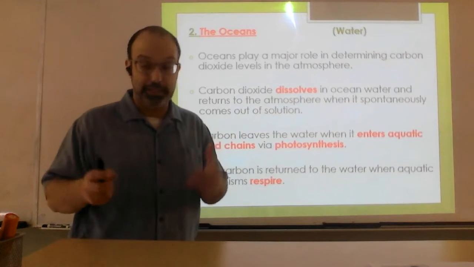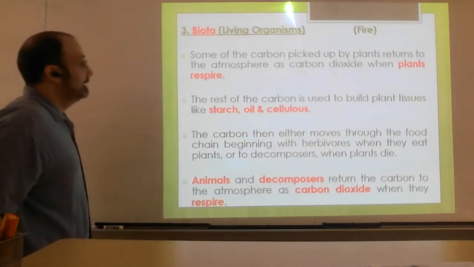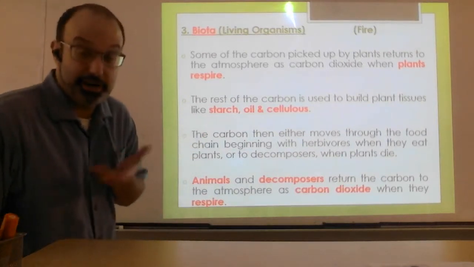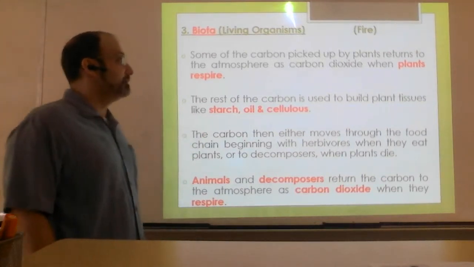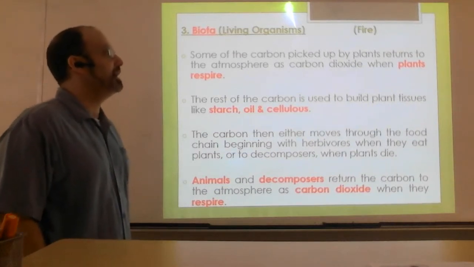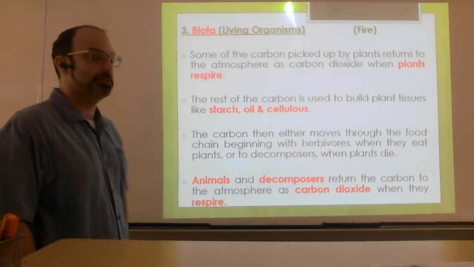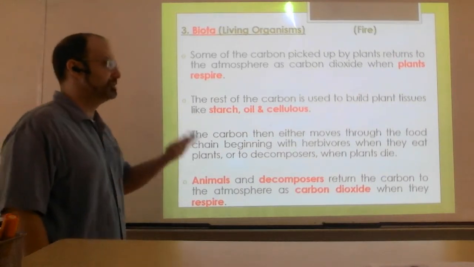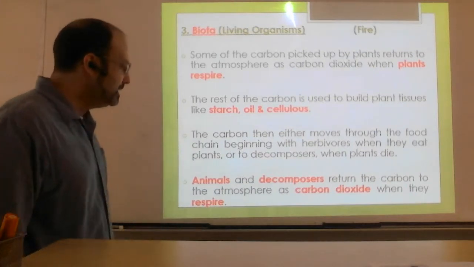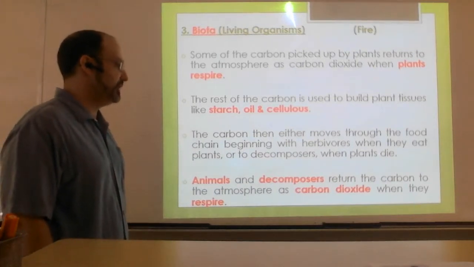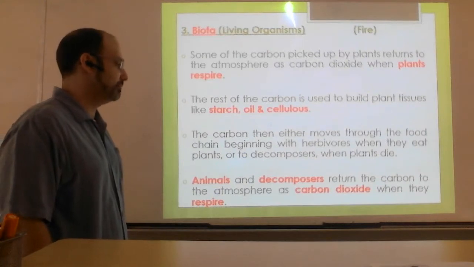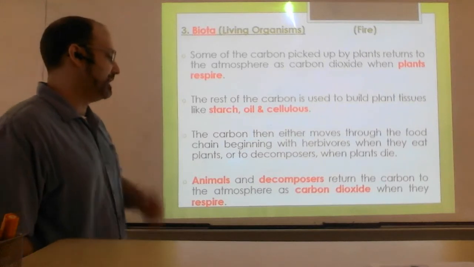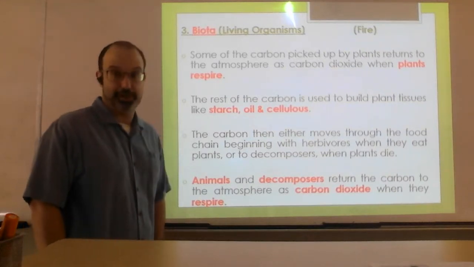So we've talked about living things a lot. Let's take a look at those living things. Living organisms. Kind of think of them as fire, maybe. We had air, we had water. Kind of got fire. Living things are kind of alive like that, right? Some of the carbon picked up by the plants returns to the atmosphere as carbon dioxide when plants respire. The rest of the carbon is used to build plant tissues like starches, oils, cellulose, sugars. The carbon then either moves through the food chain, beginning with herbivores when they eat the plant, or to decomposers when the plant dies. Animals and decomposers return the carbon to the atmosphere as carbon dioxide when they respire.